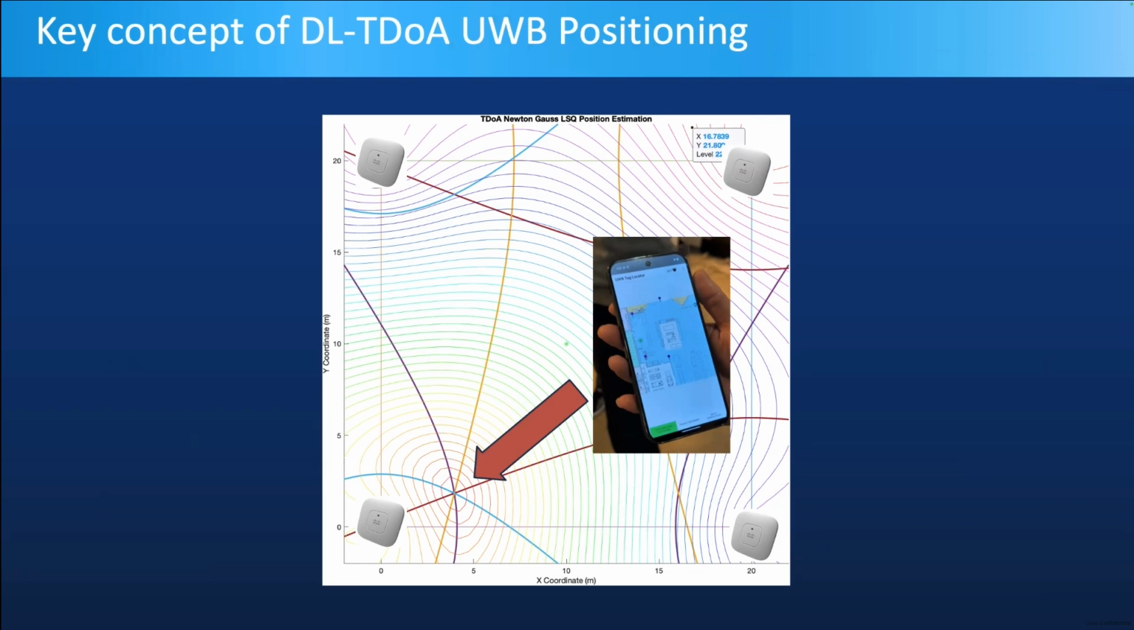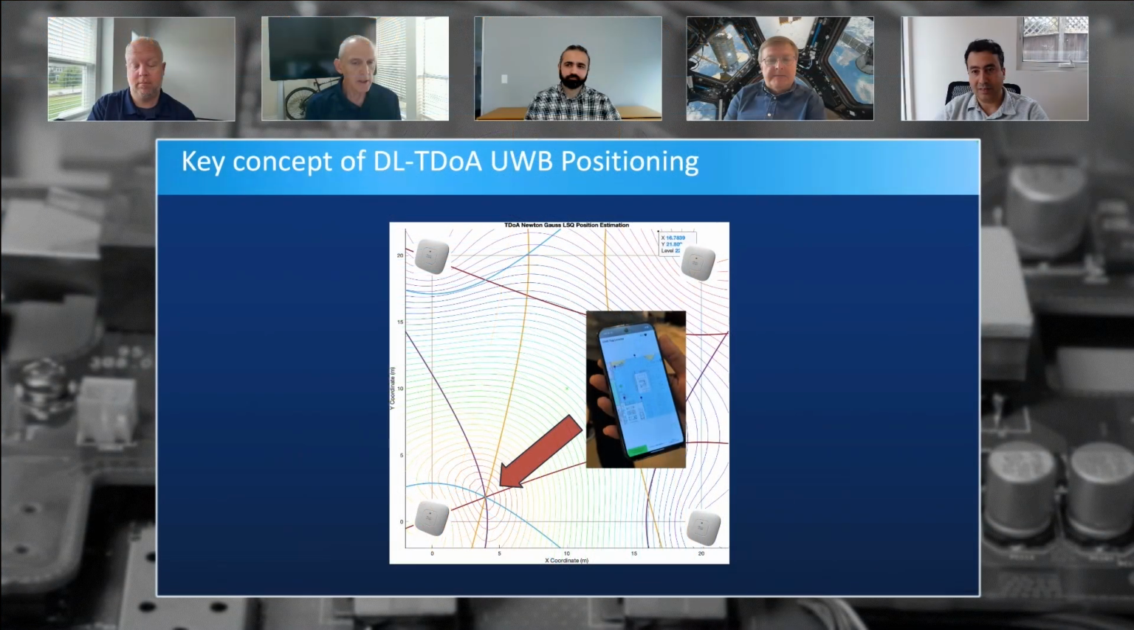So where's that calculation done? Does the phone report the time? How does that work with the infrastructure? Does the phone calculate the location? Does the infrastructure provide the map to the phone? How does that work?